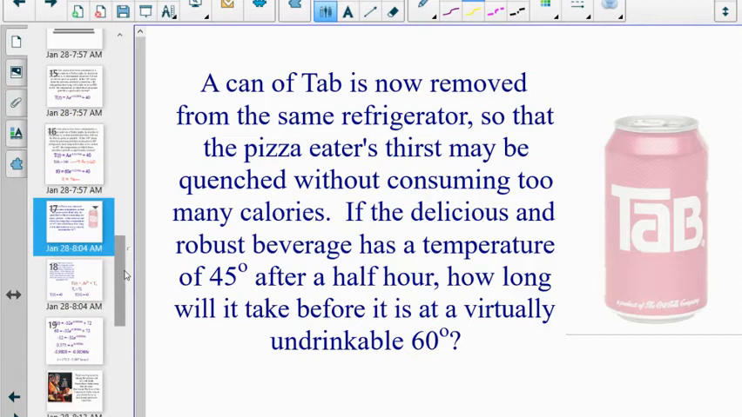So now my initial temperature is 40 because this can of Tab has been in my refrigerator sitting at 40 degrees. After 30 minutes, the temperature has risen to 45. How long is it going to take before it's at 60? So now I'm back in my room where it's 72 degrees. My new surrounding temperature is 72 degrees. I guess back to the original situation.